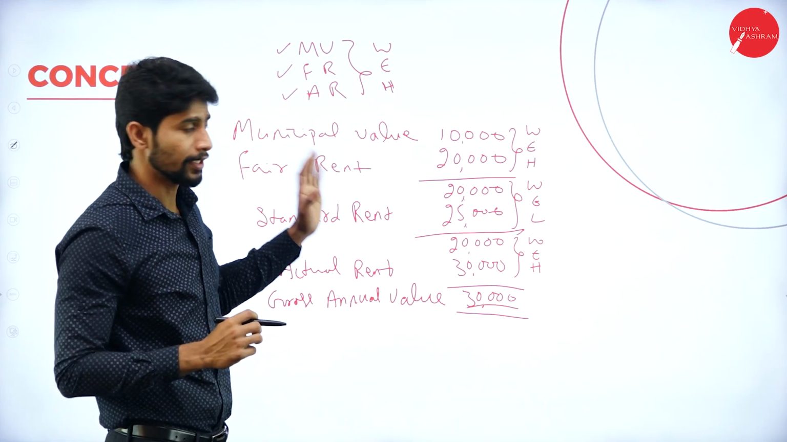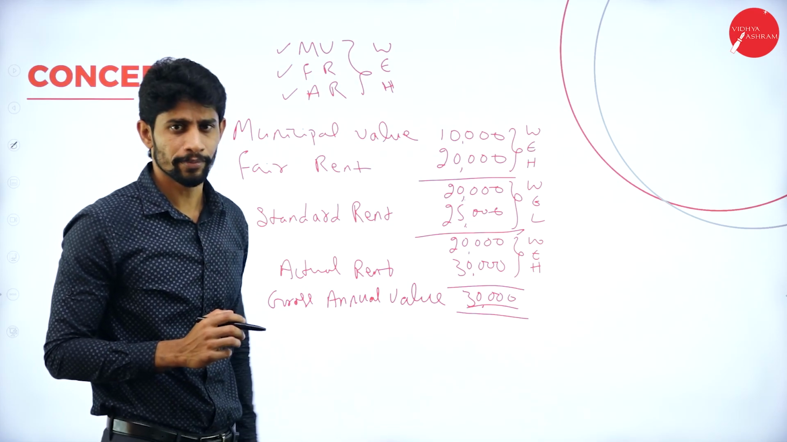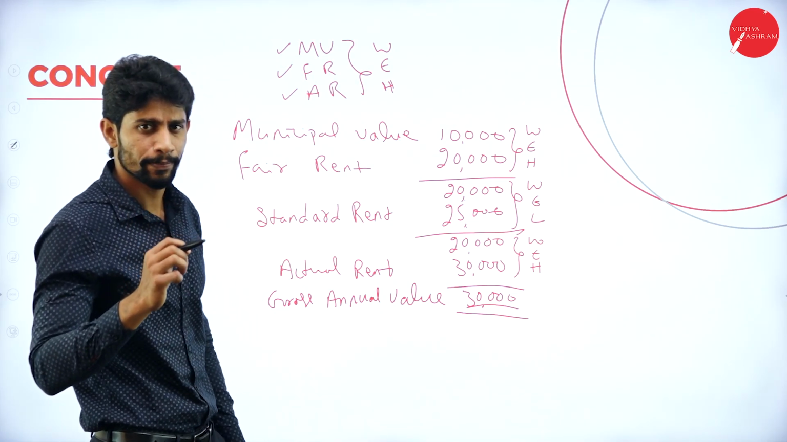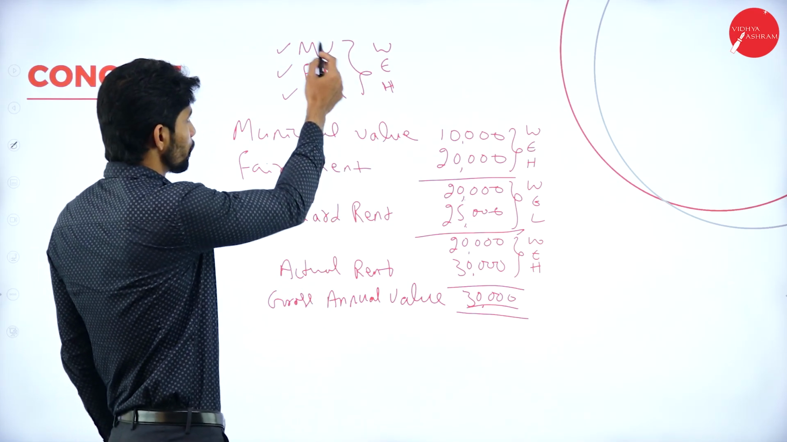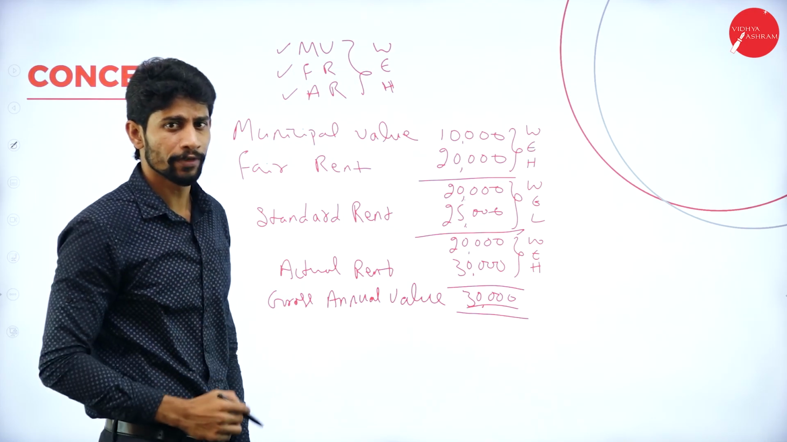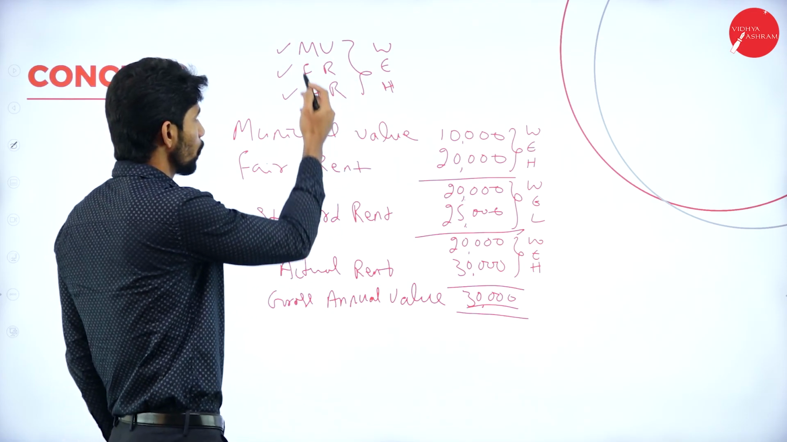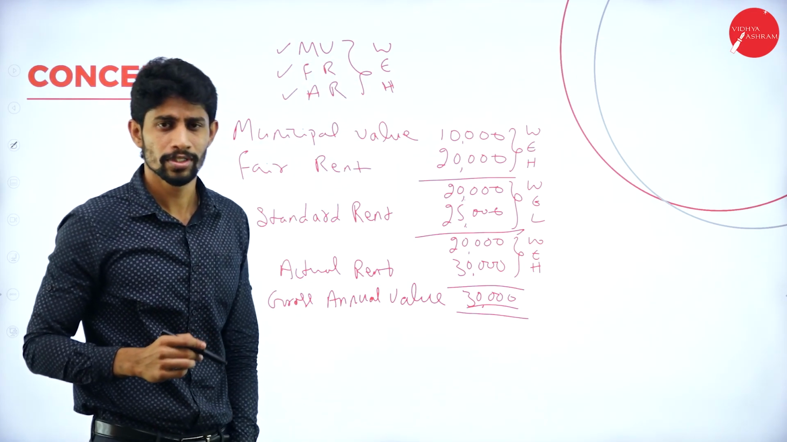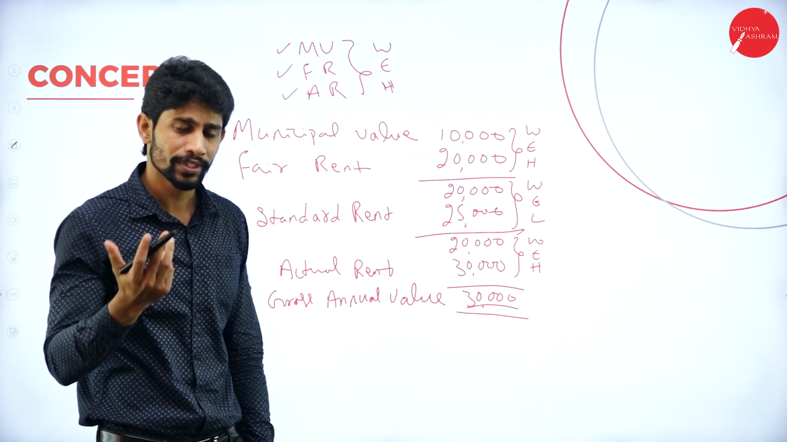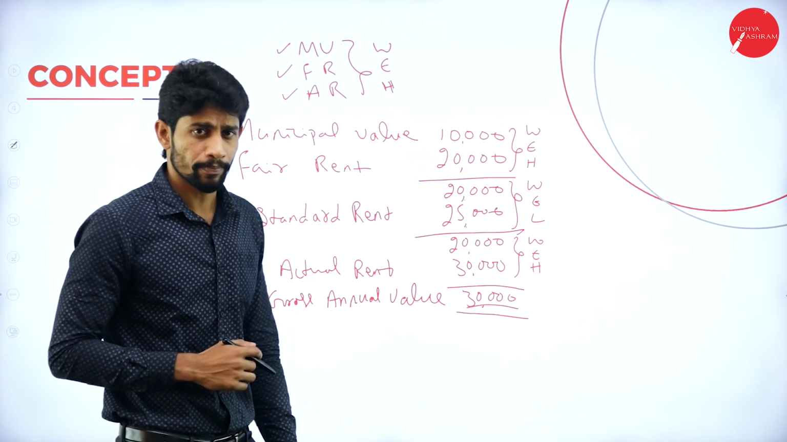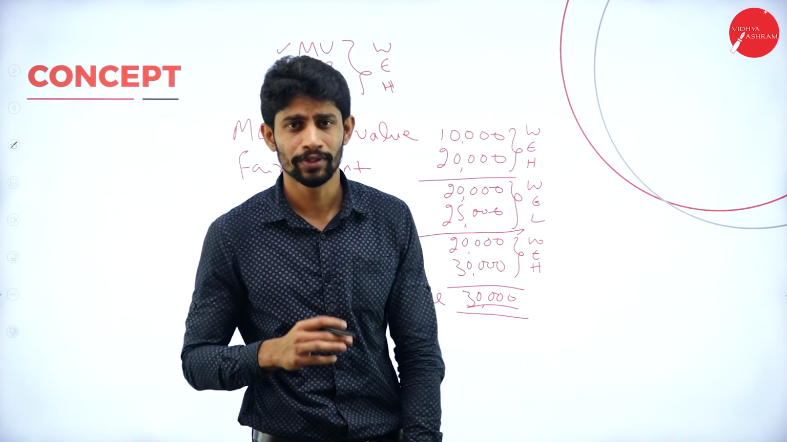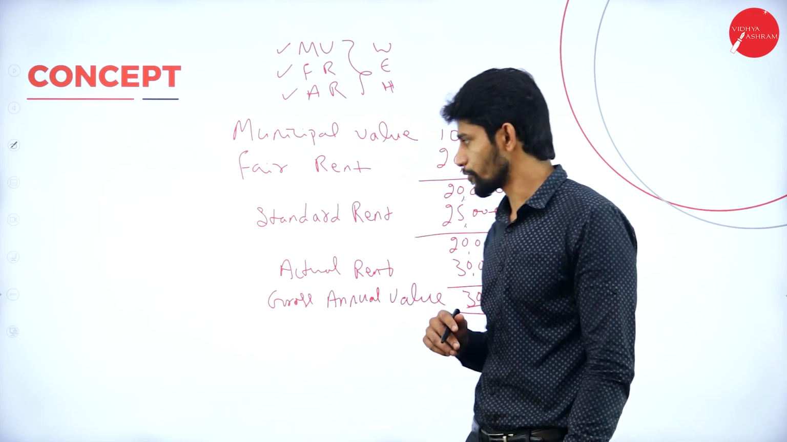So got it? Yes. If all four pieces of information are given, we go with step 1, step 2, step 3. If only three or only two pieces of information are given, like municipal value and actual rent, in those two whichever is high. Or if three are given, municipal value, fair rent and actual rent, whichever is high. So this is how you are supposed to compute the gross annual value with respect to income from house property.